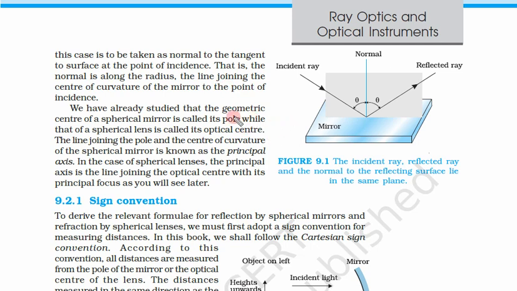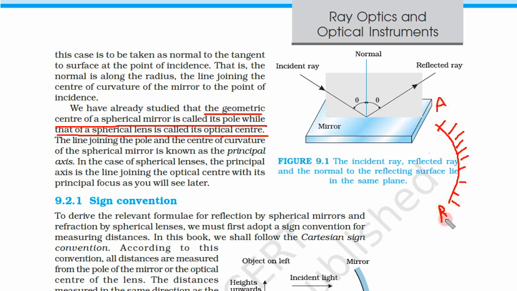So now let us learn about some other terms. The geometric center of a spherical mirror is called its pole. That of a spherical lens is called its optical center. So if we have this spherical mirror, this is the whole stretch, this is A, this is B. The midpoint of this arc AB is called the pole.